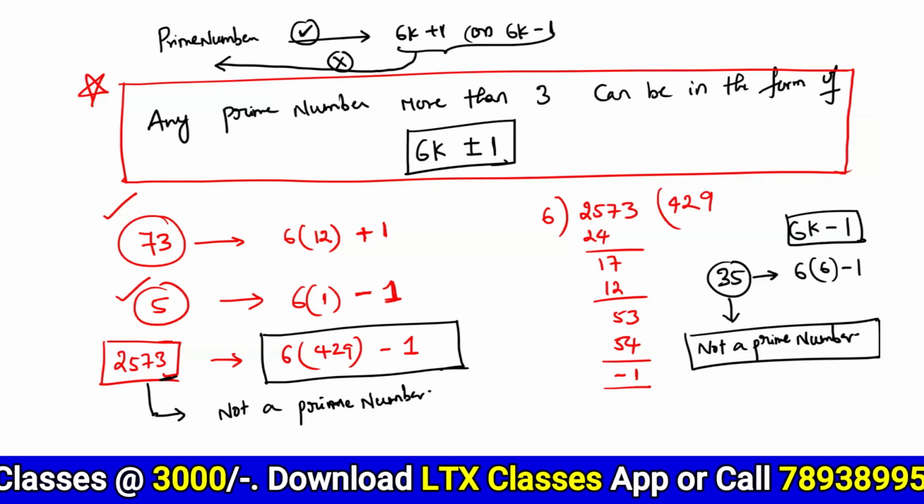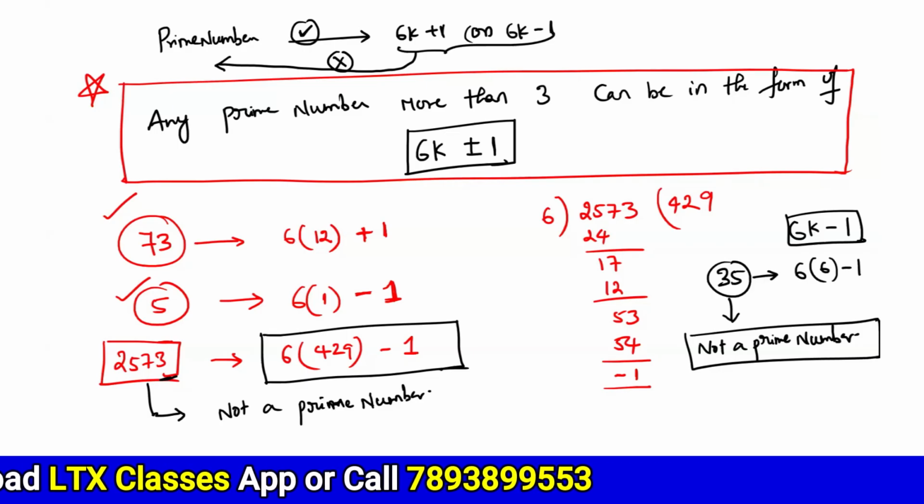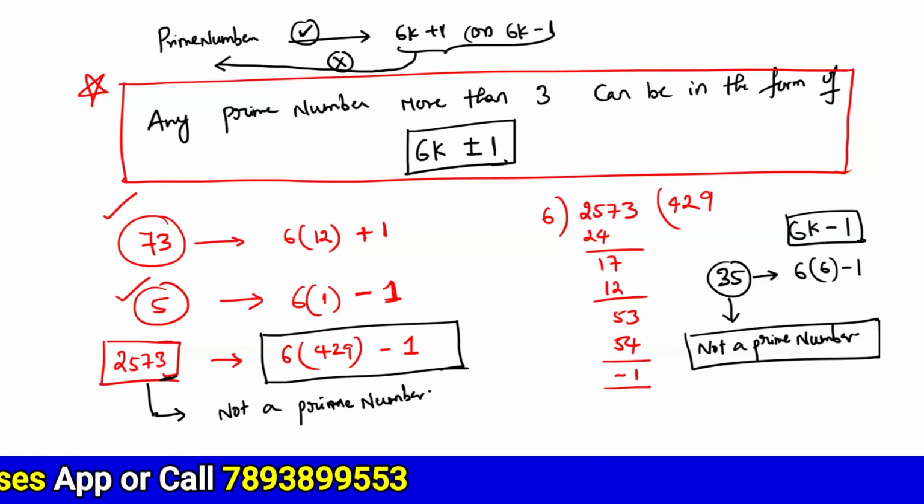So in this case 2573 is not a prime number even though it is represented in the form of 6k - 1. Is this understood?